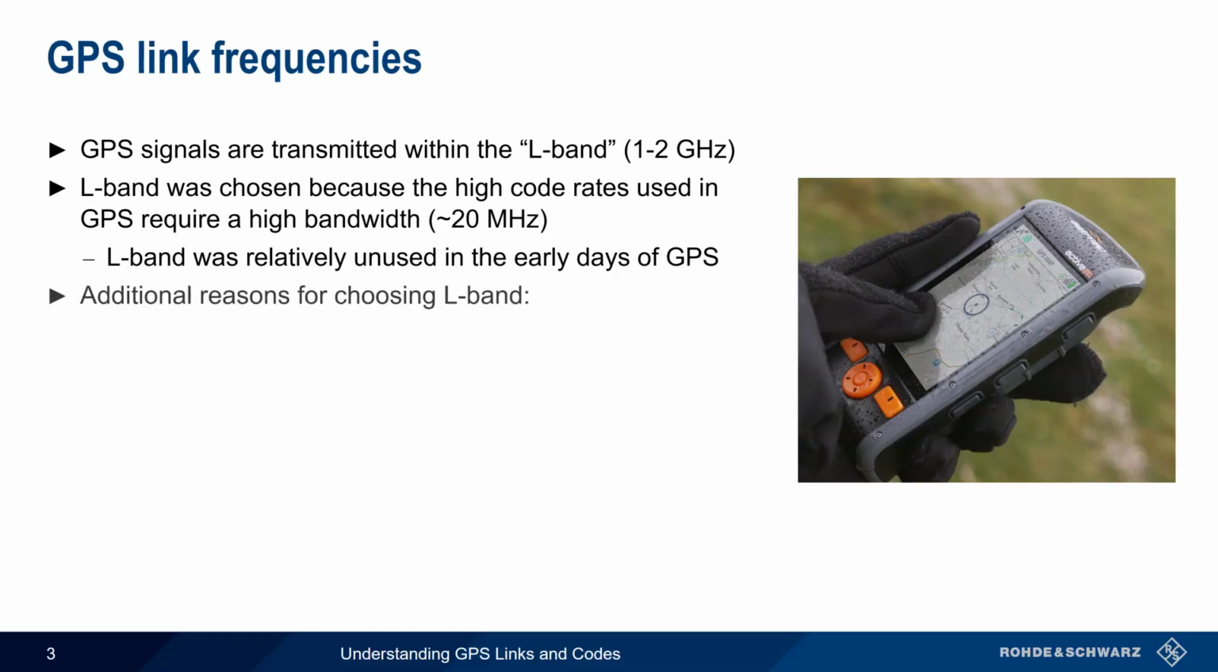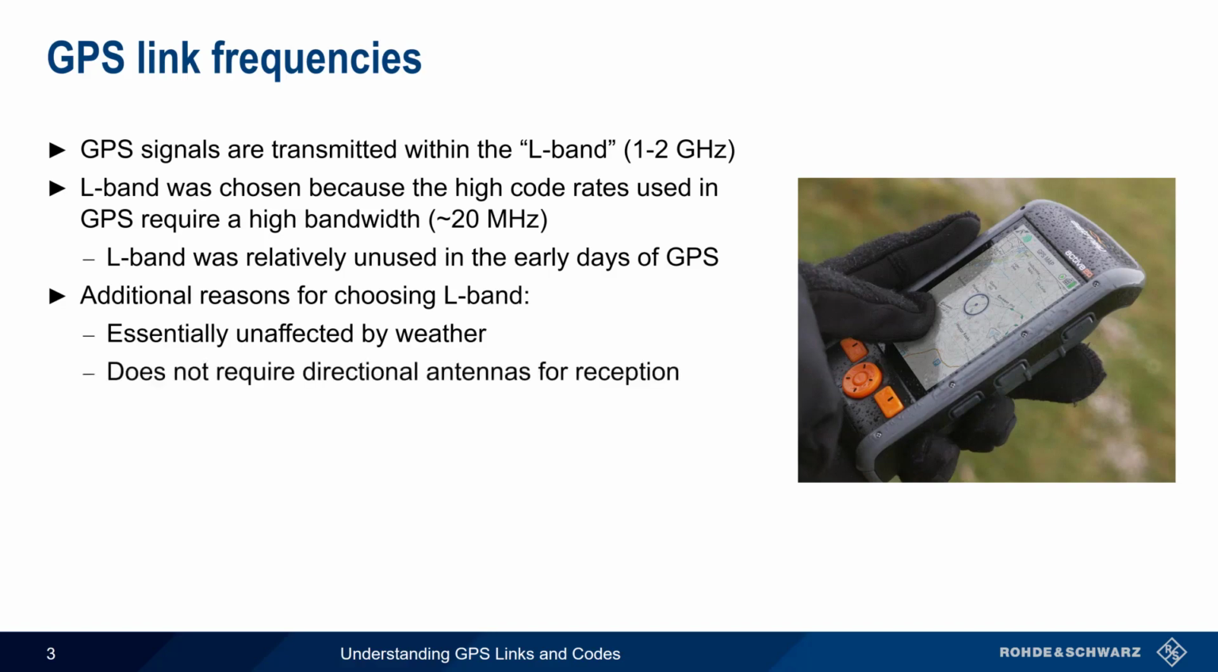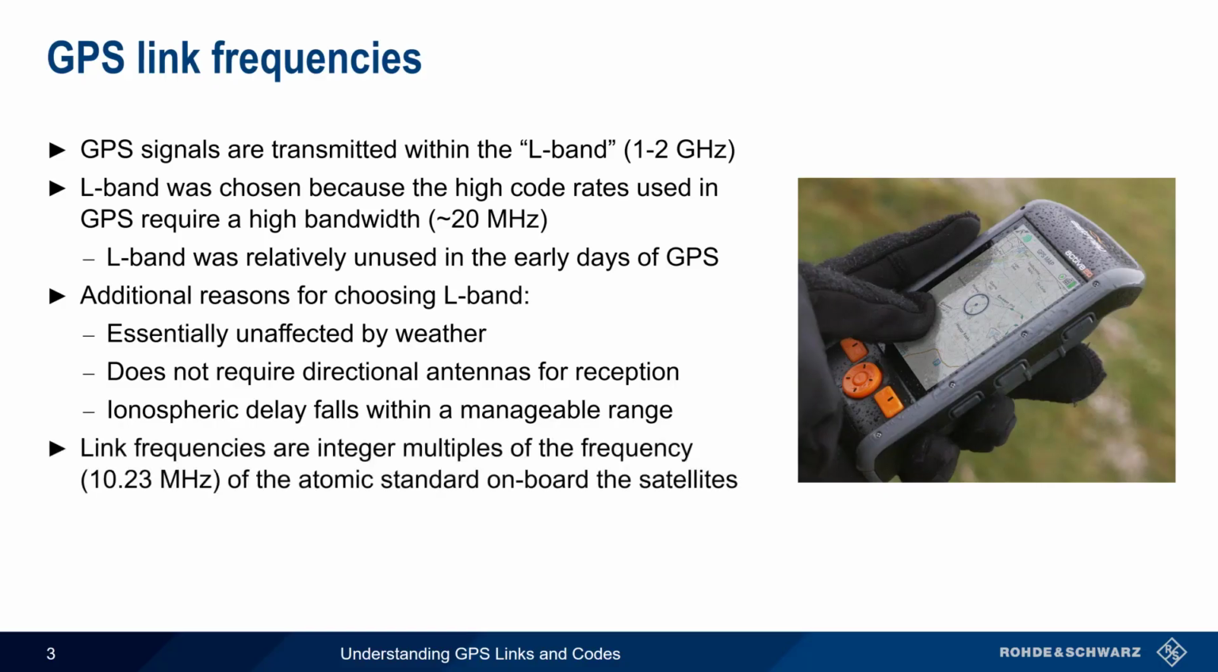There are some other reasons for choosing L-band. First, signals are essentially unaffected by weather. L-band frequencies also don't require directional antennas for reception, something that's important in a mobile GPS receiver. And lastly, ionospheric delay at L-band frequencies is manageable. More on this shortly. And if you're wondering why GPS links have somewhat odd-looking frequencies, there's a simple explanation. They are all integer multiples of 10.23 MHz, the frequency of the atomic standards carried on board each GPS satellite.